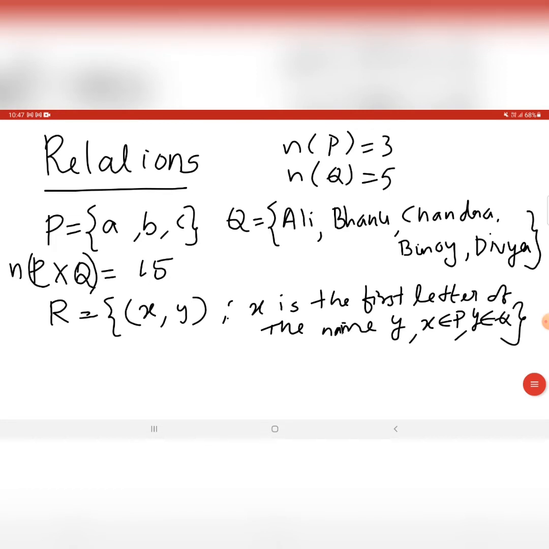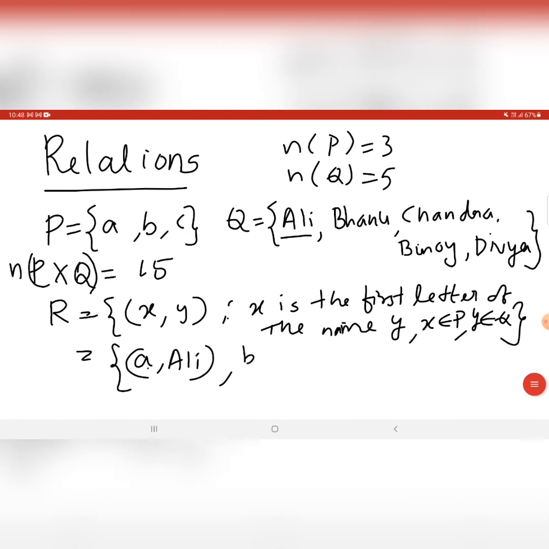Now, which are the pairs that come in this set? Let us take the first letter A. A is equal to x, then y should be a name starting with A. Then which do you want? Ali. So A Ali. No other names start with A, so only one pair, A Ali, starts with A.